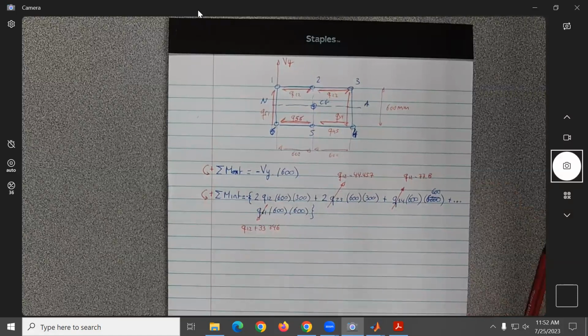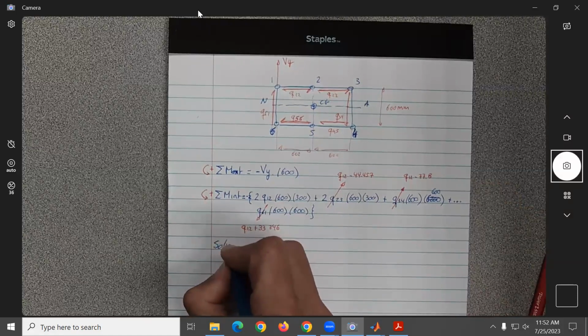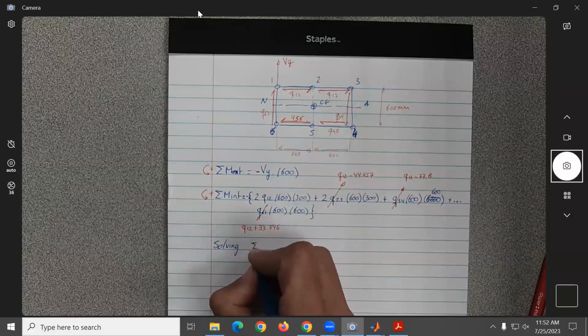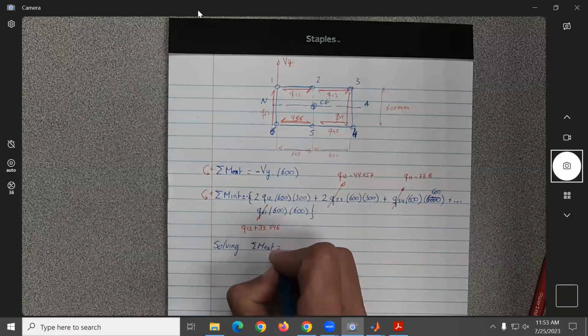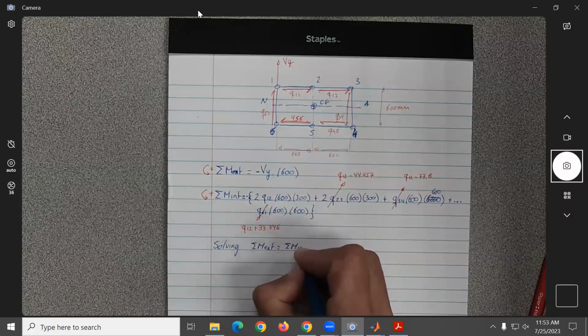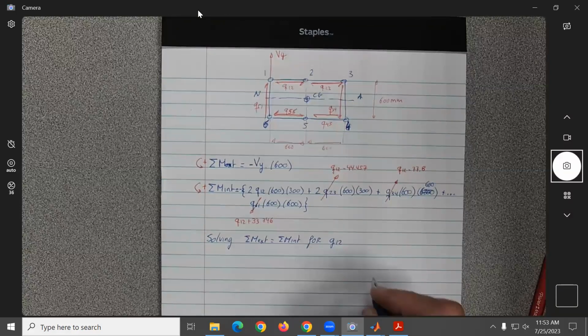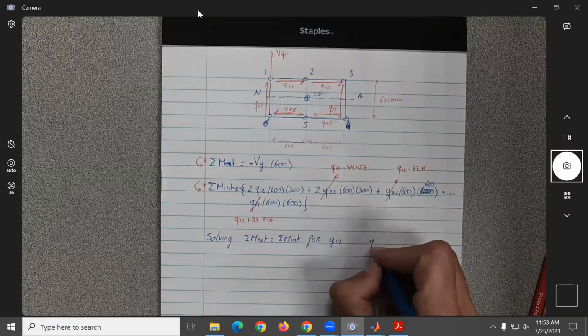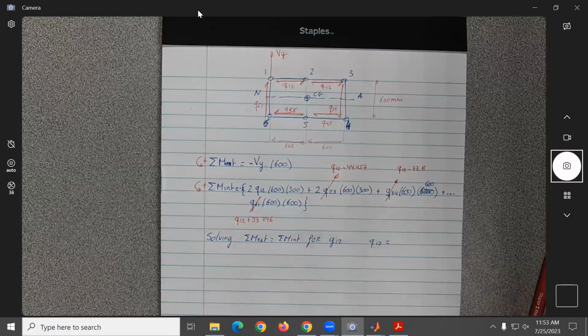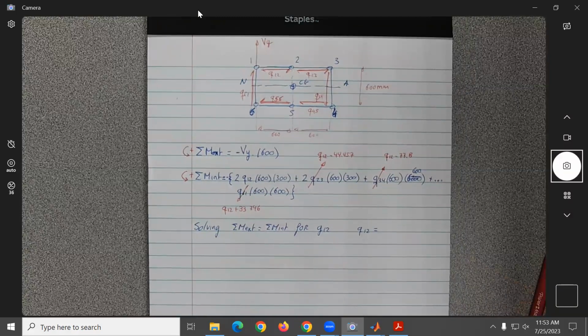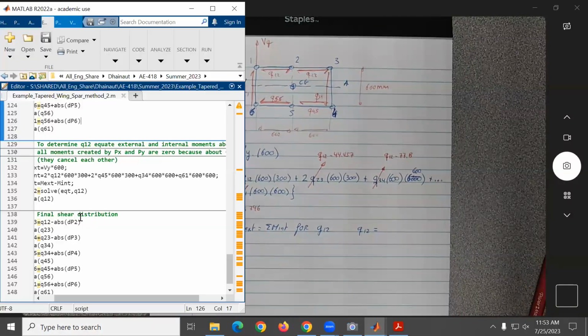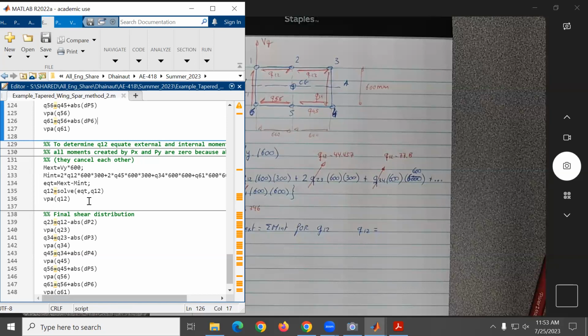Okay. So solving summation of external equal to summation of internal for Q12. Okay. You're gonna get that Q12. So again, you see that's what I've done over here, okay? So for Q12 on the code. All right, so let's see what does that give us.